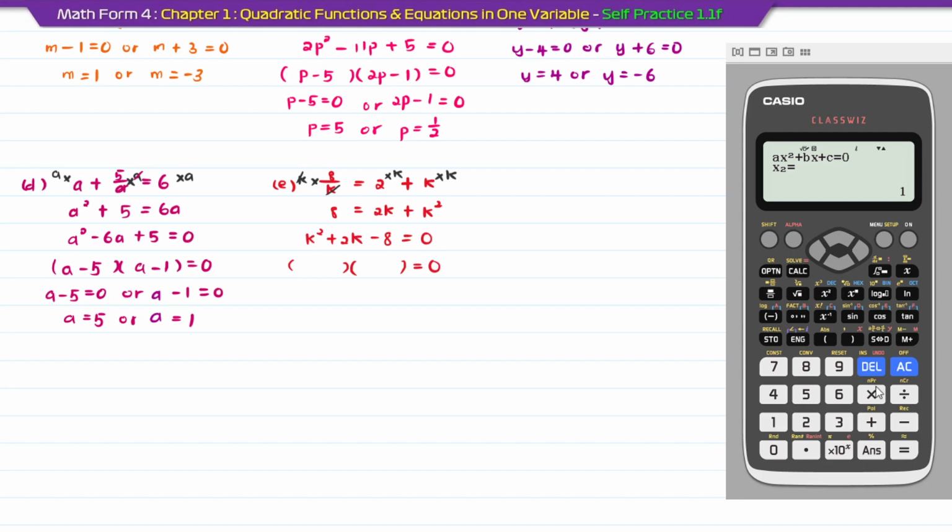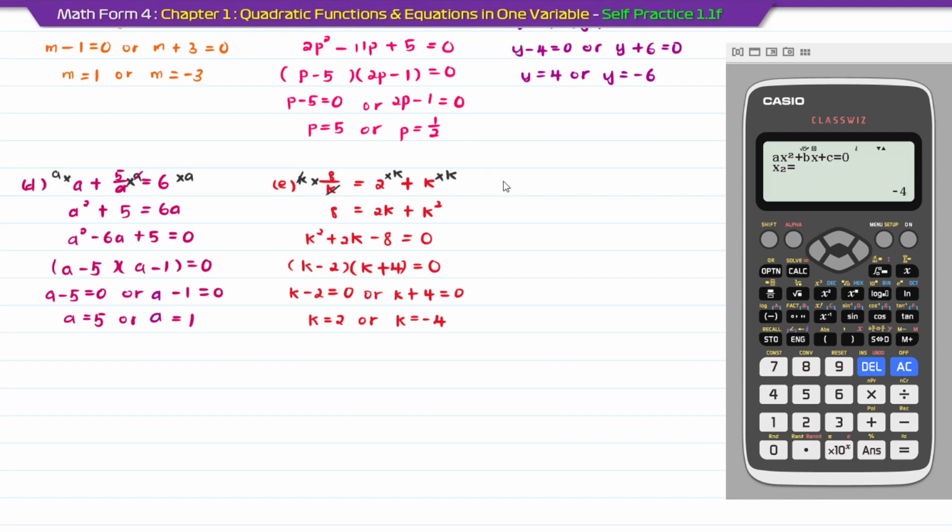So then I can do the factorizations. So press AC on your calculator, insert the A as 1, the B as 2, and the C as minus 8. Press equal again. It's going to first give you the answer of K, which is equal to 2. The second K is equal to minus 4. So write this backwards. So you're going to have K minus 2 equal to 0, or K plus 4 equal to 0. So write this one back into the brackets, K minus 2 and K plus 4. Then you have already solved question E.